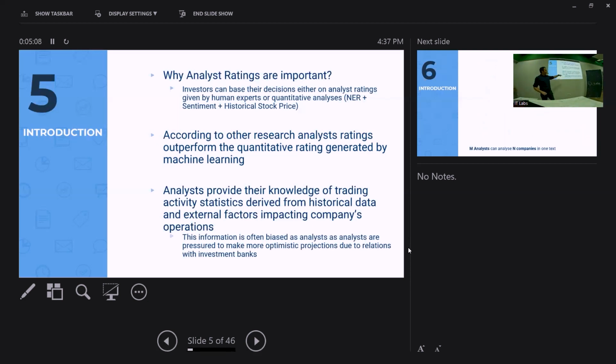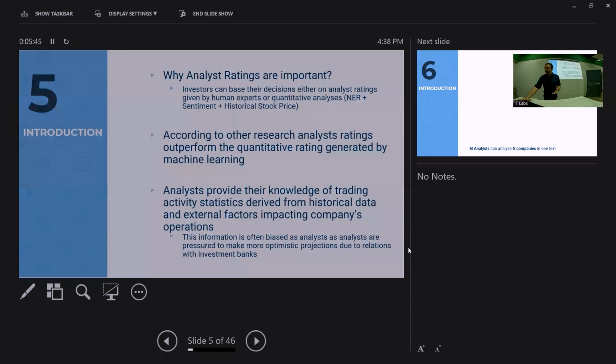Sometimes this information is biased. What it means that it's biased is that analysts, the financial analysts giving these ratings, can make more optimistic projections for the stock price because, let's say, they have some relation with investment banks, so they have to give this biased opinion. But what is the solution? If you have enough data from different people, from different analyst companies, we can easily remove the noise of this biased opinion.